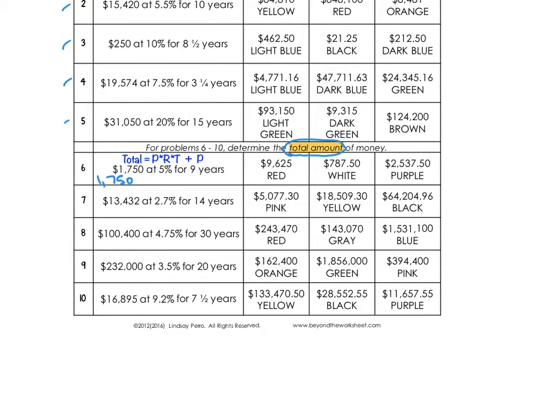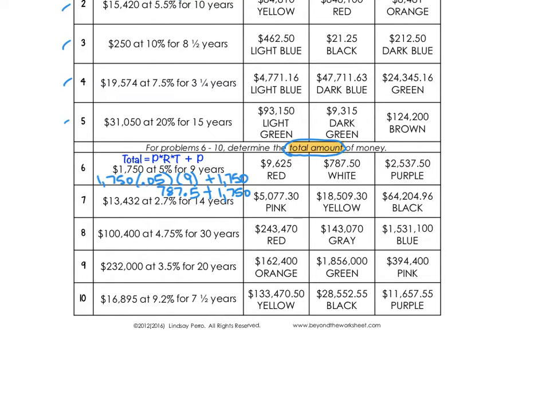1,750 is our principal. We're going to multiply that times our rate, 0.05, and multiply that times 9. Now we're going to do all of that, and that's going to give us our interest, and then we'll have to add it back to our principal, to our P, which is $1,750. All right, so I'm going to first figure out our interest earned.